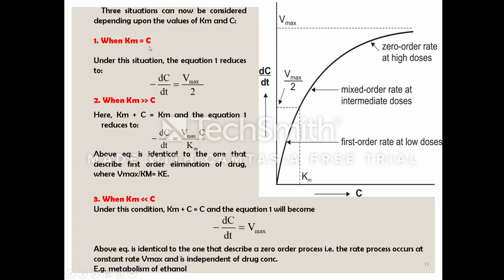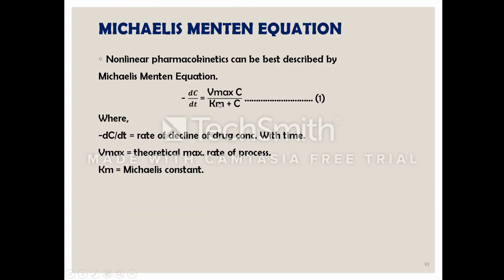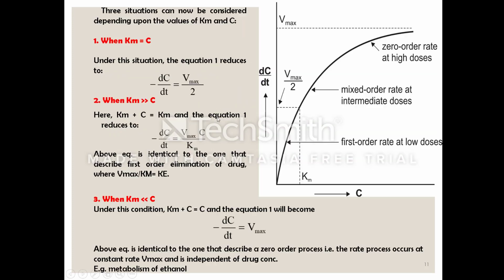If Km is equal to C, the equation gets reduced to -dC/dt = Vmax/2, since Km plus C becomes 2C. If Km is very much greater than C, the equation becomes -dC/dt = Vmax times C divided by Km. This is identical to a first order reaction, where Vmax upon Km can be written as Ke.